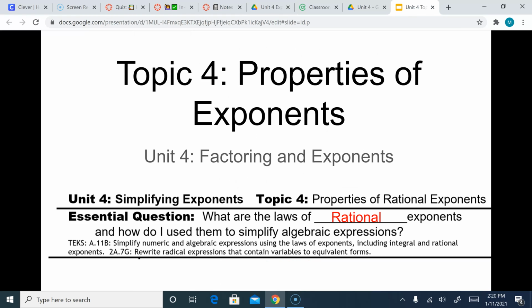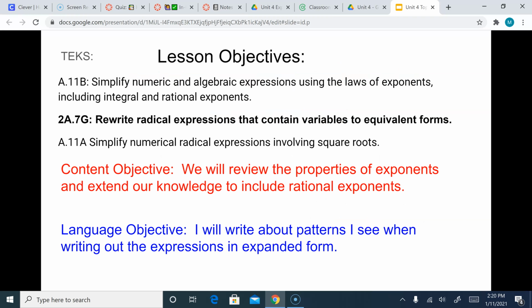Alright, so in the new packet, this is the second half of the factoring exponents unit. So here we're going to use the properties of exponents, which you learned in Algebra 1, but now we're going to apply them to rational exponents, which is the part that's Algebra 2. So again, this 1.1B is simplifying using laws of exponents. The 2A gets into Algebra 2, and that's the part where we have to rewrite them in radical form and then solve them. So again, we're going to review the properties of exponents and extend them to do rational exponents.